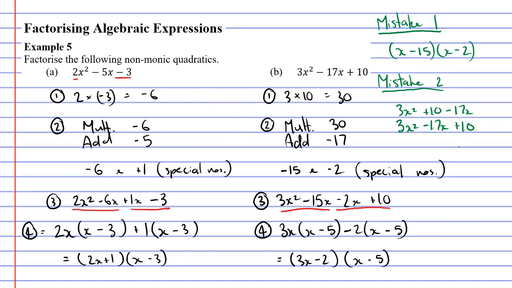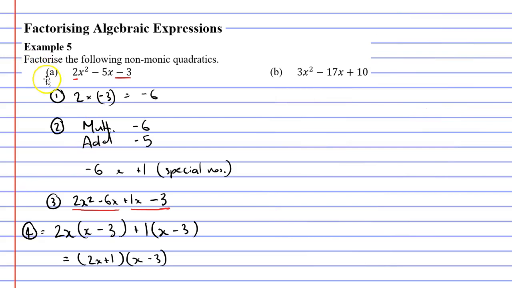What I'll do is I'll just give myself some space. Let's look at question A. Let's redo step 3. Except this time, let's put the plus 1x first and the minus 6x second. What's going to happen when I get to step 4 and I factorize by grouping?